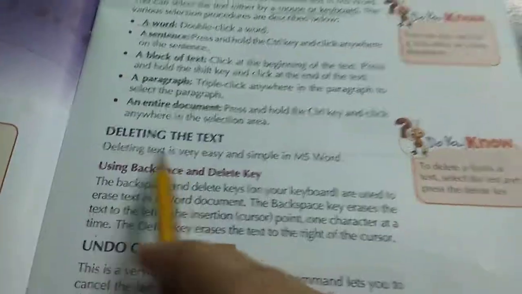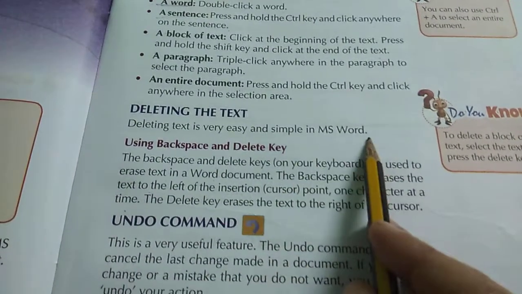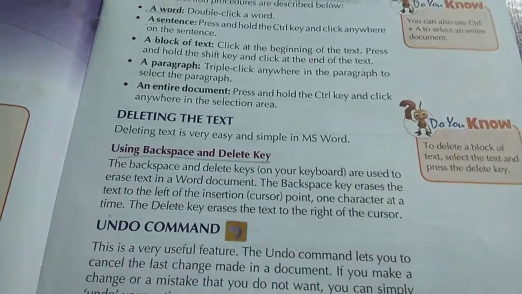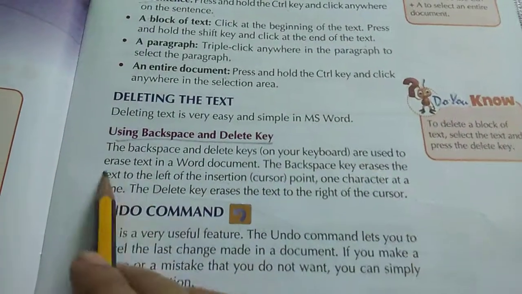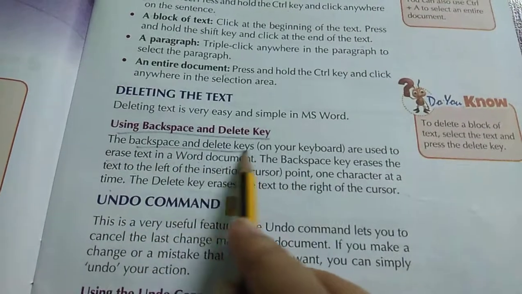Now, deleting the text. Deleting text is very easy and simple in MS Word. Okay, now see how. Using backspace and delete key, you can delete a text. Now see. The backspace and delete key are used to erase text in a Word document. Okay, the backspace and delete key.